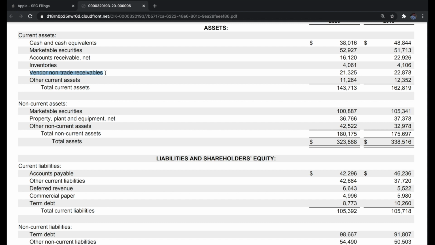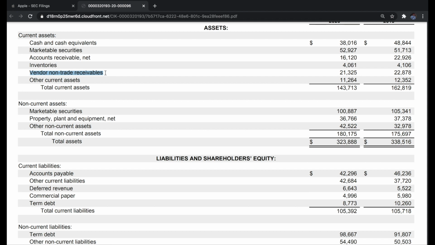But in the case of Apple, they have already prepaid outsourcing companies to deliver or provide some of the components for their iPhone in the future. So that's basically a prepaid expense, or in this case, that's a vendor non-trade receivable item.